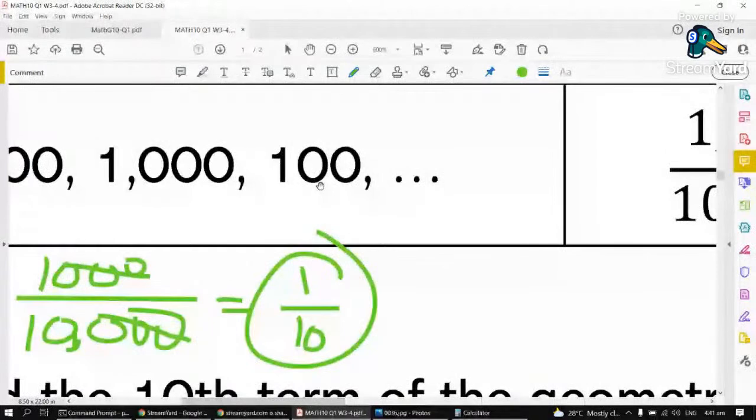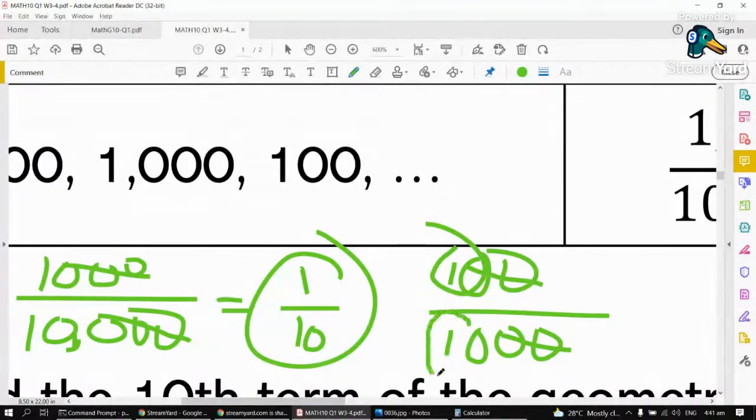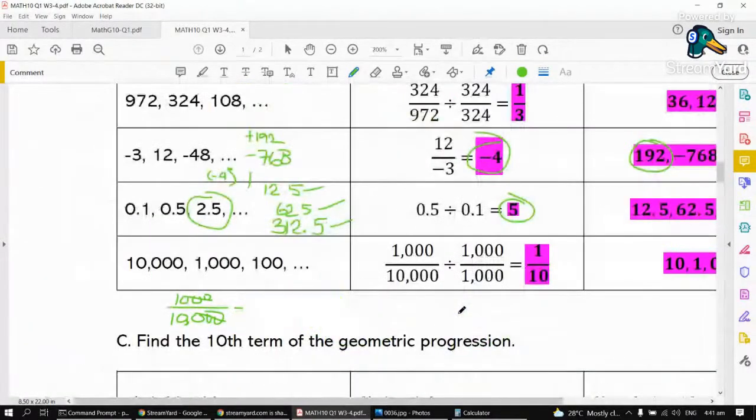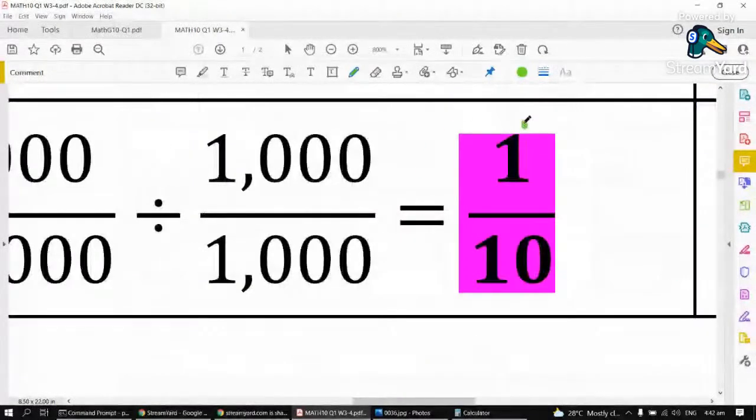Of course, mas madali siguro kung sa 100 tayo nagsimula. 100 divided by 1,000. Okay? Yung dalawang zero sa 100, kakancel natin sa dalawang zero ng 1,000. Ang natira is 1 over 10. Yan. So, tama ang ating common ratio, no? Ating common ratio is 1 over 10.